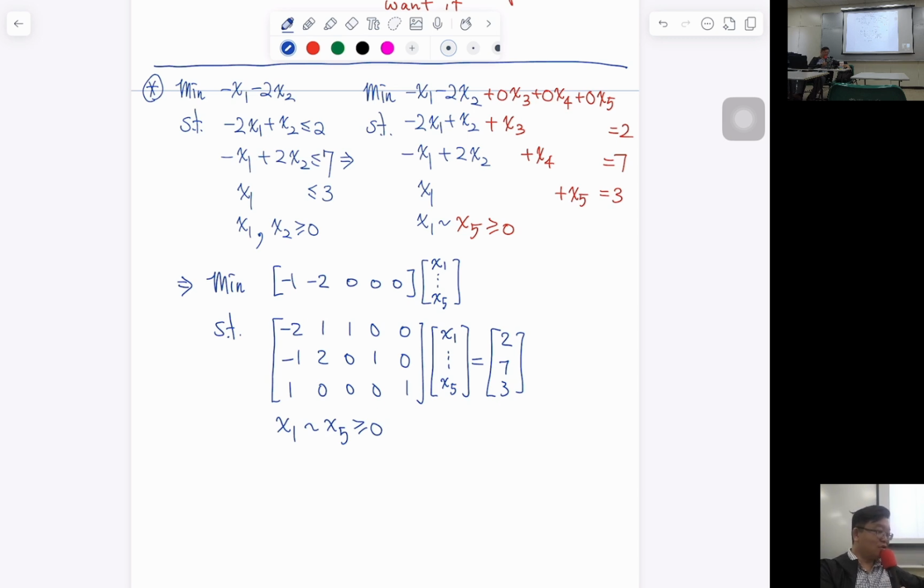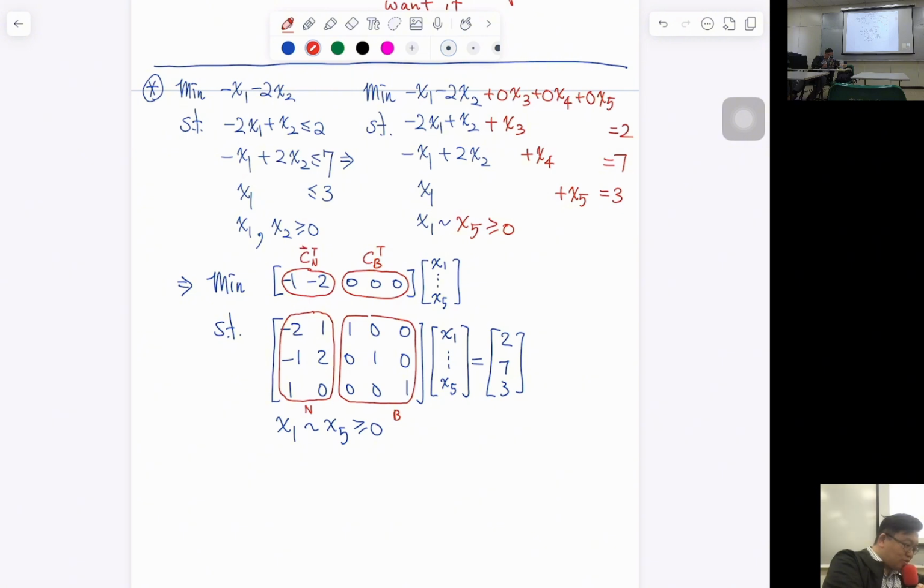Okay, now for the easiest way to start, when we are selecting which part is basic and which part is non-basic, the easiest way, especially for the course and also in the future, is to pick up this part as basic and this part as non-basic, which means this part would be your CB transpose, this is your CN transpose.